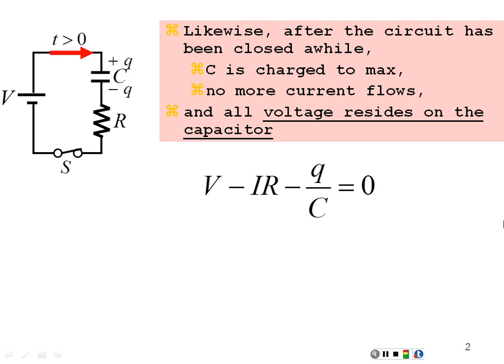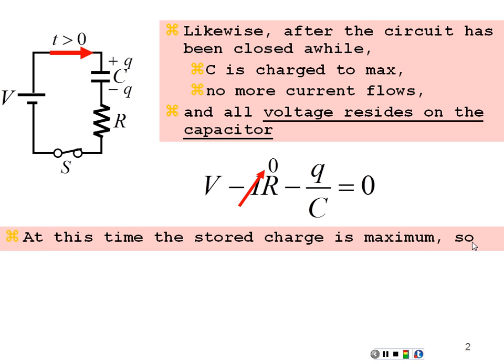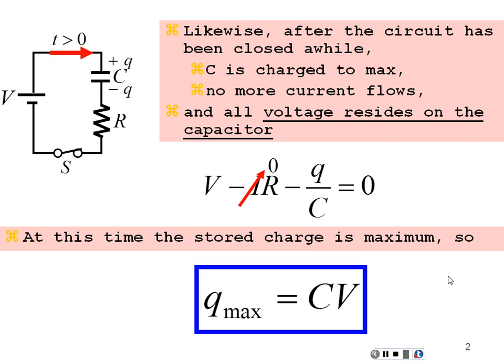Taking our equation at this moment, then the current through the circuit would be 0, and at that moment, after the switch has been closed a long time, we'll have our maximum charge on the capacitor, which would be equal to the capacitance times the voltage of the battery. So these are our limits as far as when we first close the switch and when the switch has been closed a very long time.